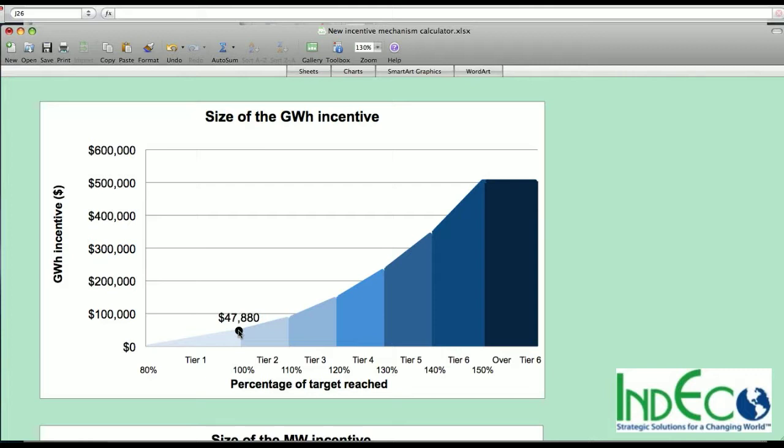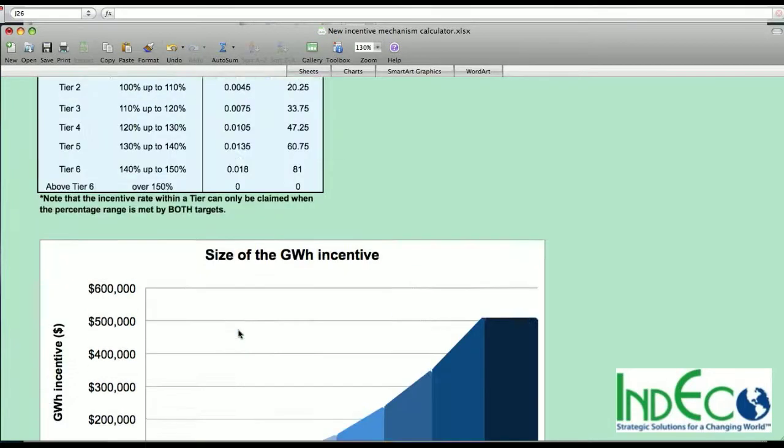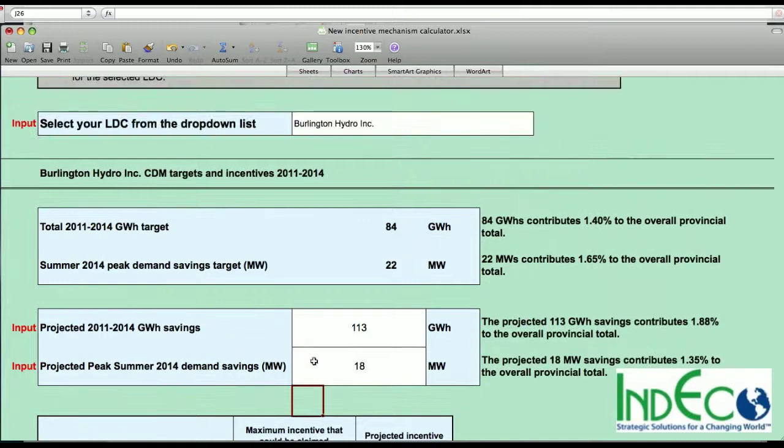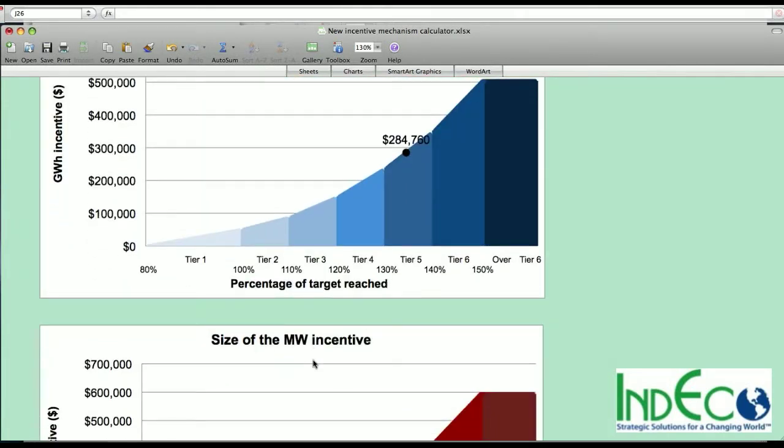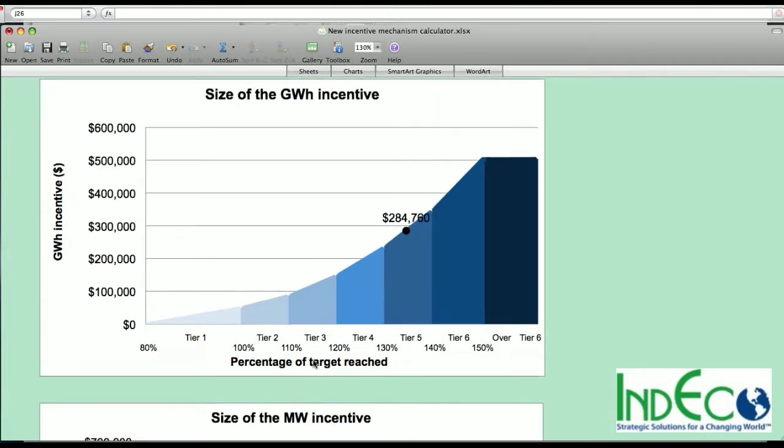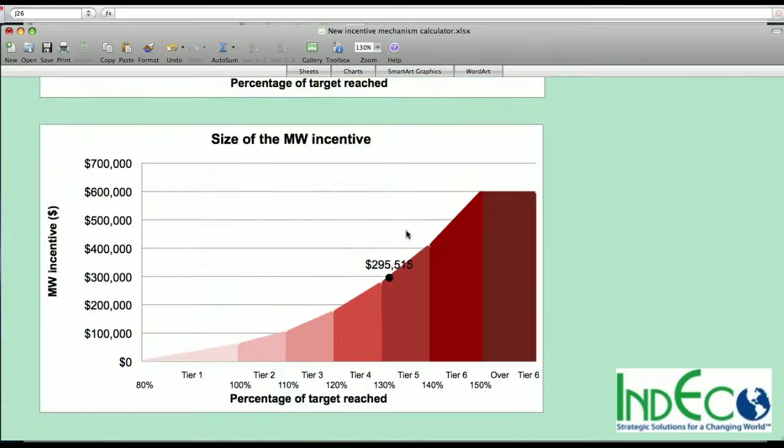However, if peak demand savings are projected to be 130% of the peak demand target, which in our example would mean projected peak demand savings of 29 megawatts, then in this scenario, all energy savings amounting to 135% of the energy target are incented, as indicated by this point here. And all peak demand savings amounting to 130% of the peak demand savings target are incented, as indicated by the point here.